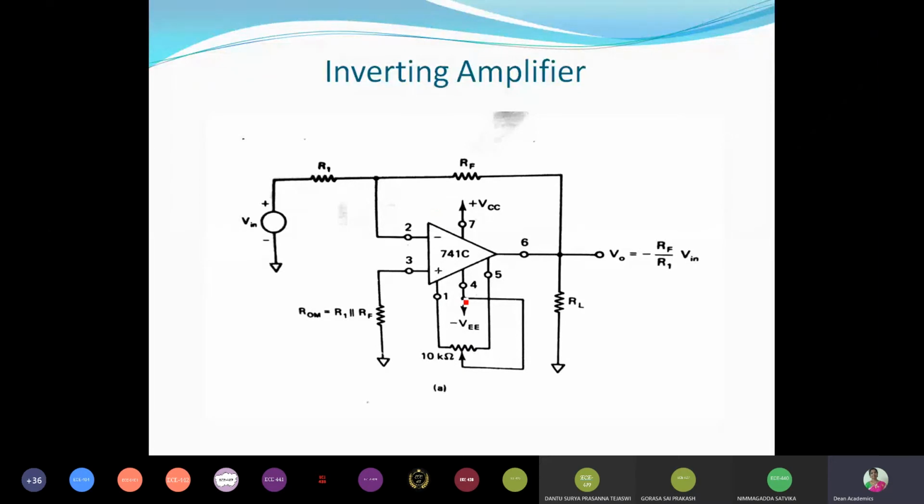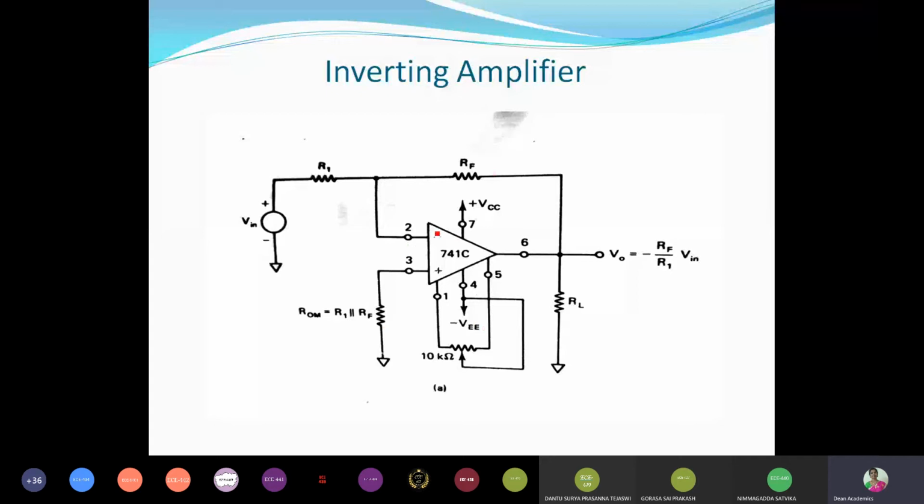But for simplicity's sake, we always eliminate them. Eliminate means we skip this, we don't draw. We simply draw 2 inputs and 1 output. Please keep in mind that whenever you draw an op amp, if you indicate pin number 7 plus VCC, pin number 4 minus VEE, and pin numbers 1 and 5 with a potentiometer between them whose variable terminal is at minus VEE, it will be more effective.